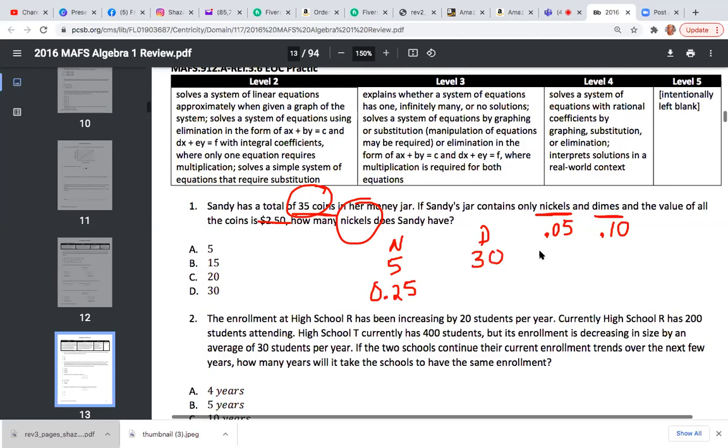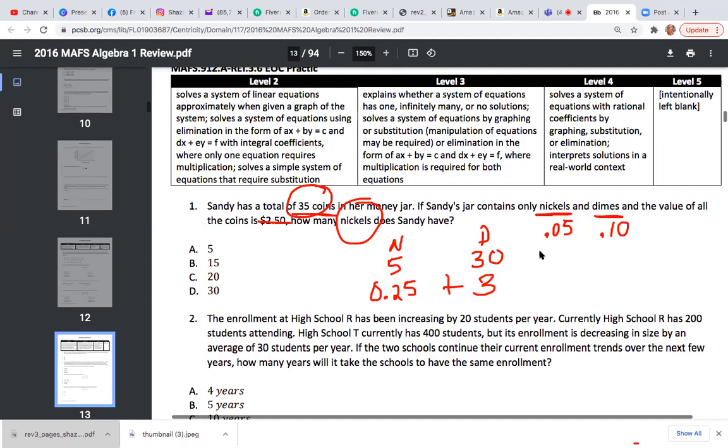If she has 30 dimes, each dime is worth 10 cents. How much money would 30 dimes give her? How many dimes in a dollar? There's 10 dimes in a dollar. So if you got 30 dimes, how much money is that? $3. Okay. So guys, is this going to add up? When you add these two together, is it going to add up to 250?